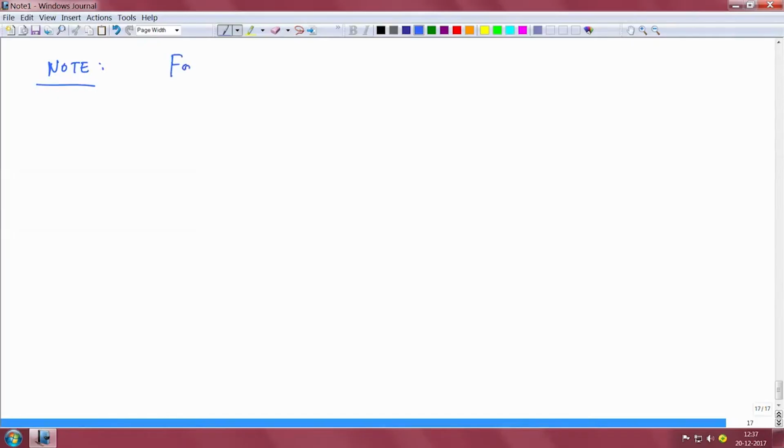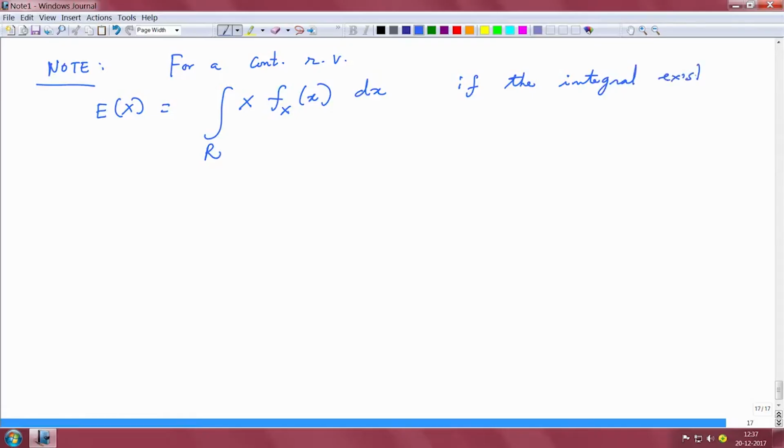Let us note the following. For a continuous random variable, the expectation of the random variable X is given by the integral of x times the density function of x, integrated over some region R, if the integral exists. This has to be a small x to be careful. So, the expectation of a continuous random variable X is given by this integral, and if the integral exists, then you can compute the expectation.